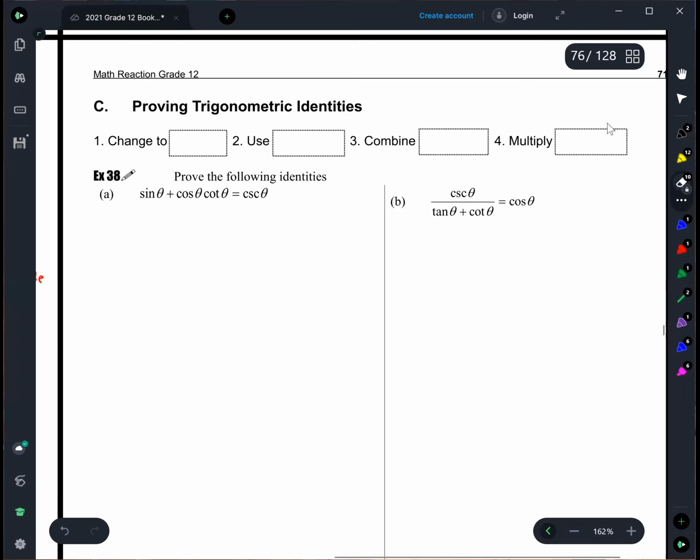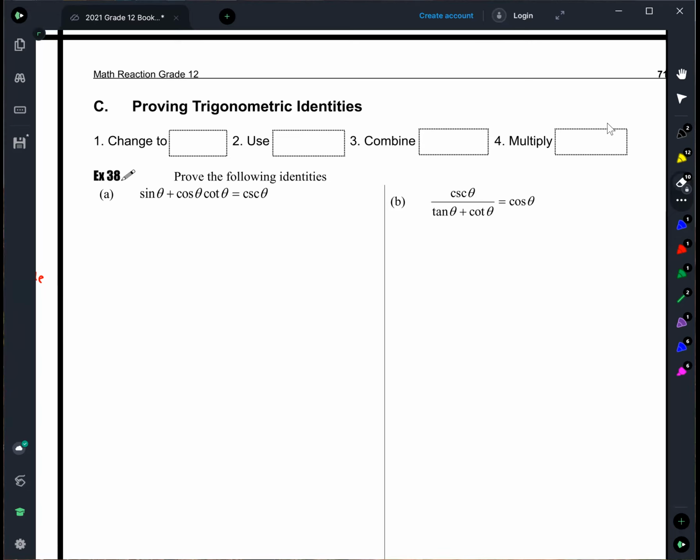Okay, so proving trig identity. Identities represent all the things that you remember, right? You were tested on those identities, like sum and difference, square identities. So identity means they are always true. The left side equals the right side, okay?